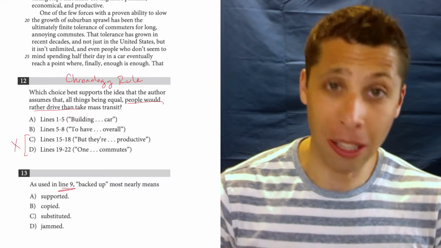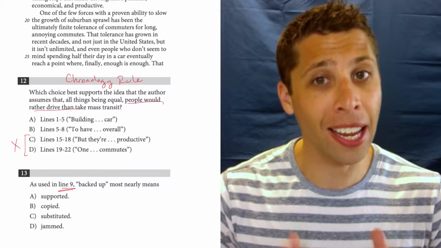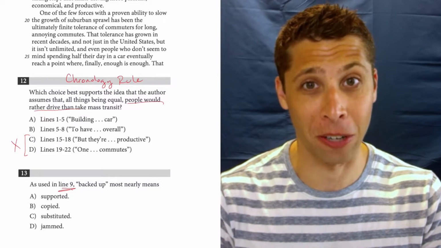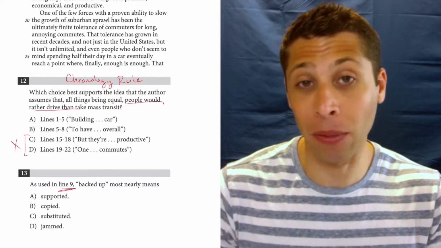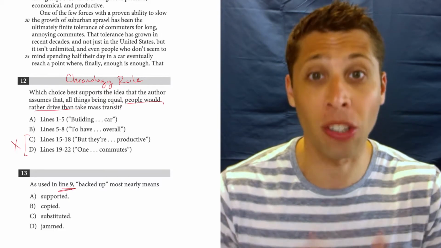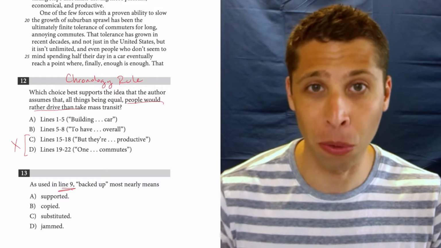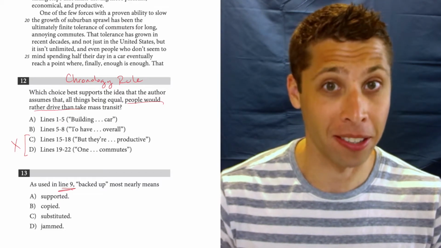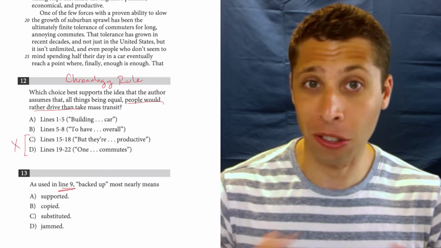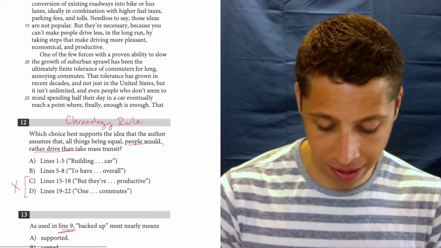However, they do break this rule from time to time, so I wouldn't answer this question only based on the chronology rule. For example, if C or D end up seeming really right, we should break the rule and pick those. We should trust ourselves more than we trust the rule. But if we're having trouble, A and B are going to be better guesses. And we're going to look at all the answers regardless. So let's look at these lines and see if we can find something.